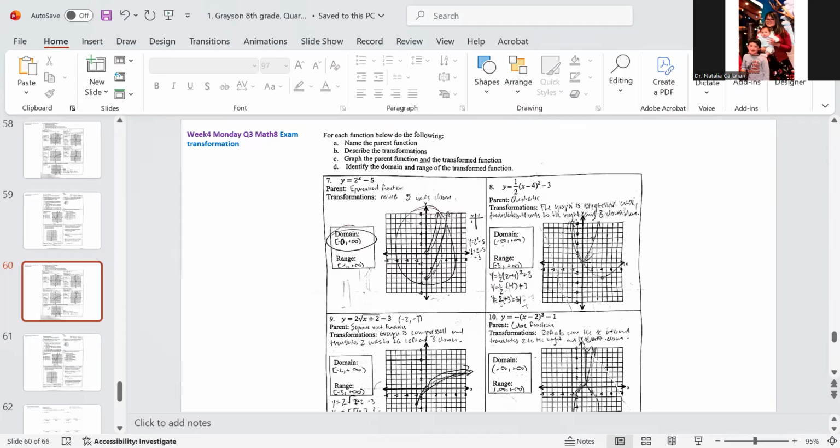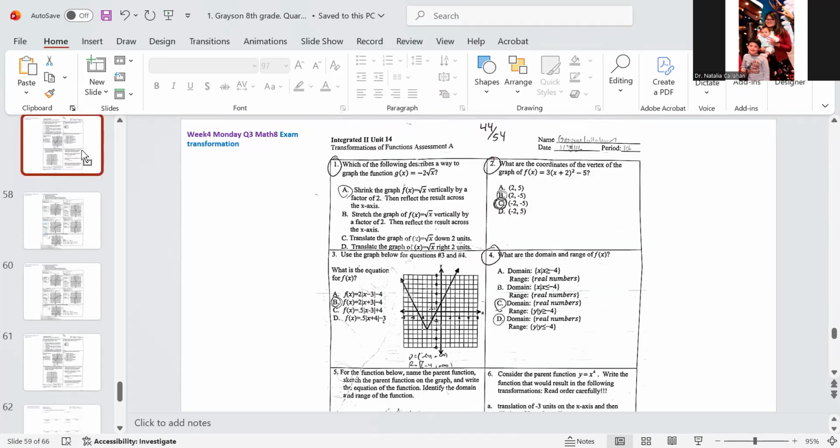Okay, so this is week 4, exam transformation. We're going to do a correction for it. So let's start off with the first one. Just a second. Okay, here we go. All right, first page.